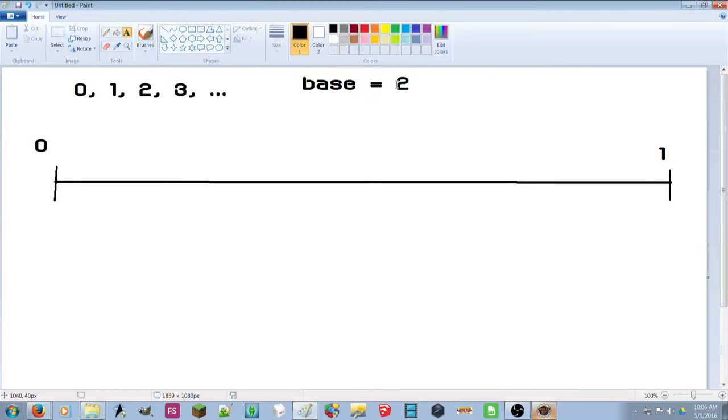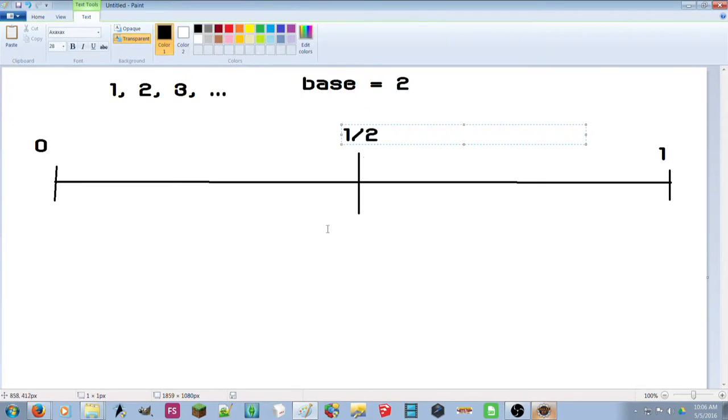What that means is with each new iteration of this sequence, we are going to divide the interval here by the base number. So actually, we are going to erase the 0 here because 0 is not going to be a good number for when we actually do the algorithm. So your first number is going to be 1/2.